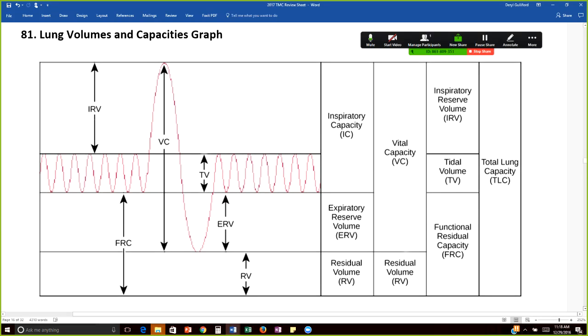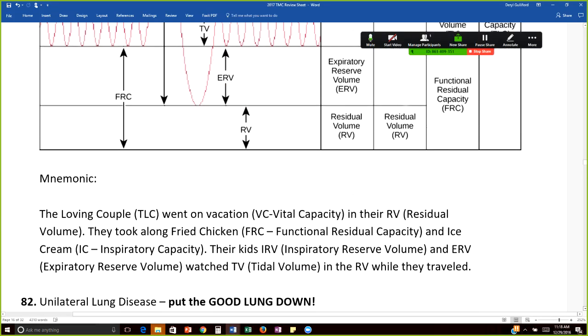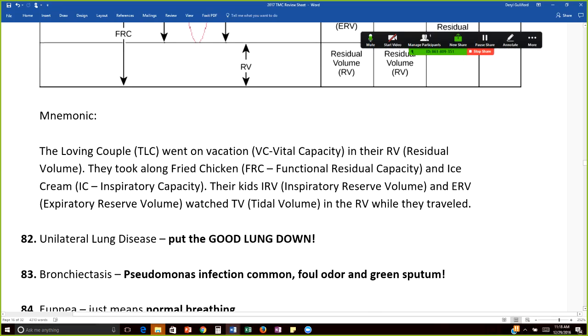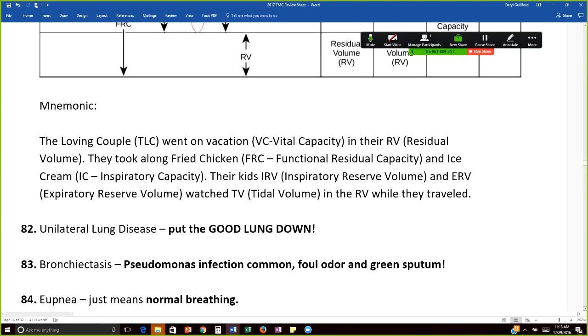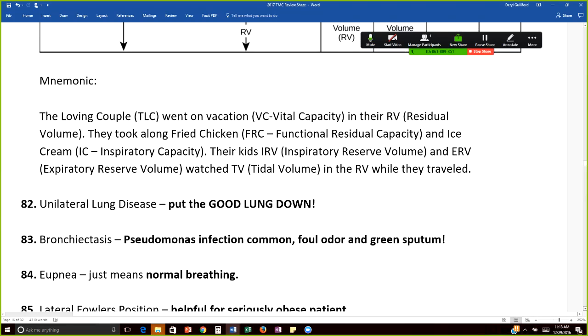And there is a great little mnemonic device which is used to help you remember this. I love this thing. I wish I knew who created this. The loving couple went on vacation in their RV. They took along fried chicken and ice cream. Their kids, Irv and Irv, watched TV in the RV while they traveled. I think that is absolutely priceless, and it will help you to remember how to handle these various volumes and capacities.